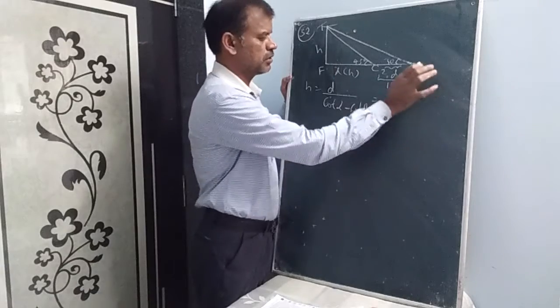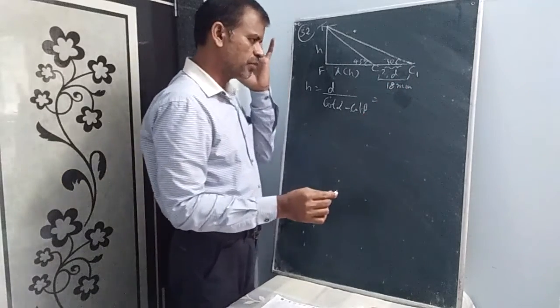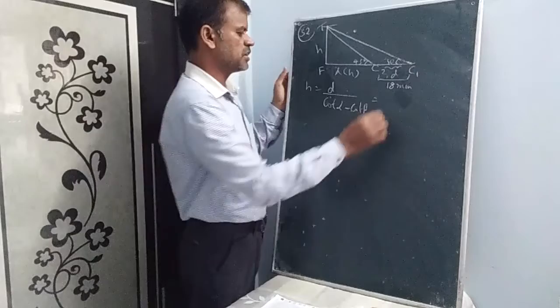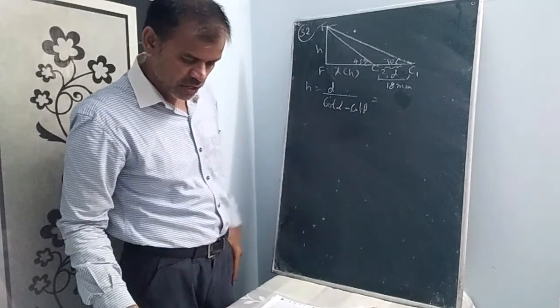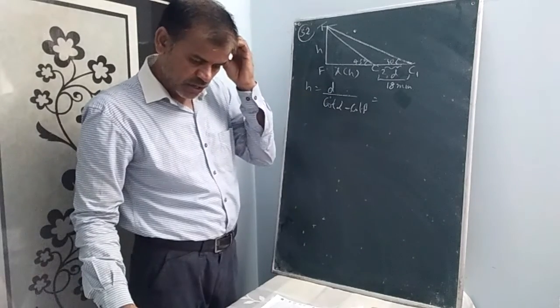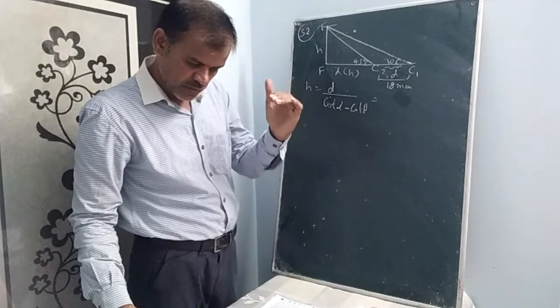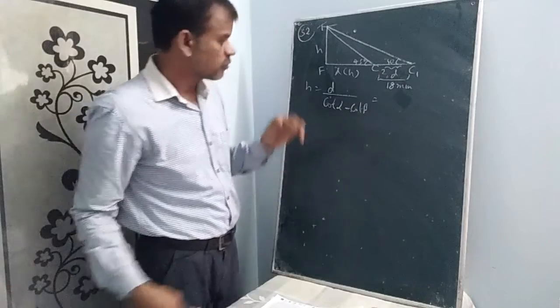D means here D only. D means within how many minutes it reaches? 18 minutes. So H we need. Why? Because he is asking for the time taken in minutes by the car to reach the foot of the tower.